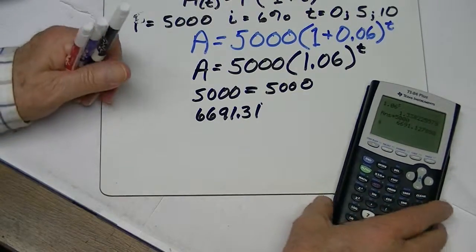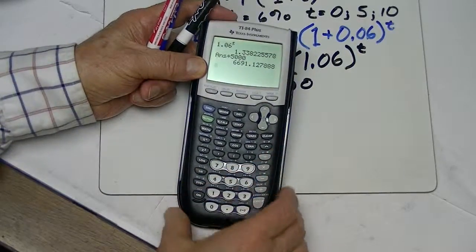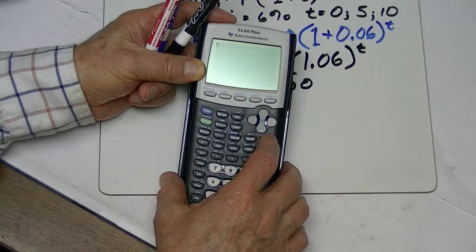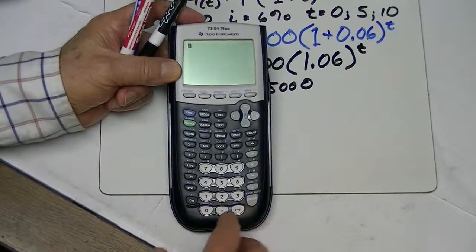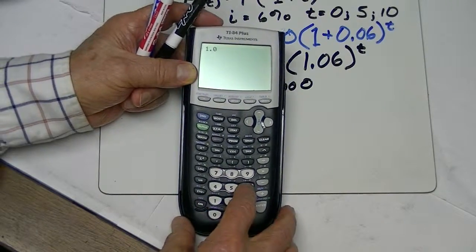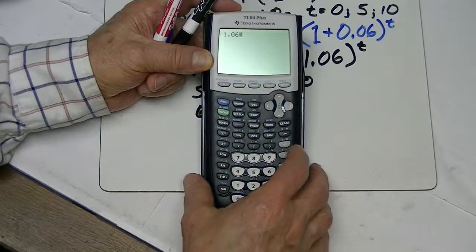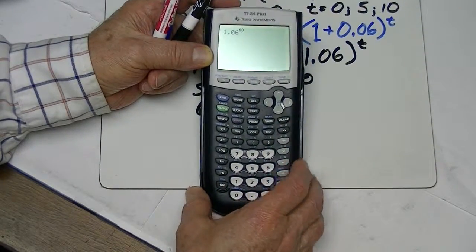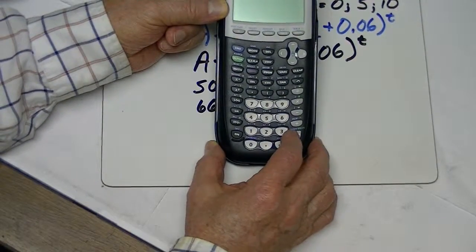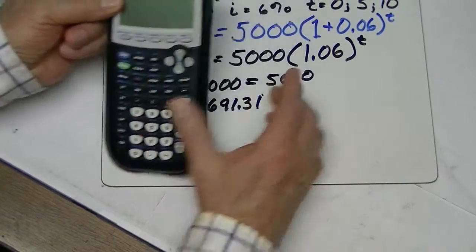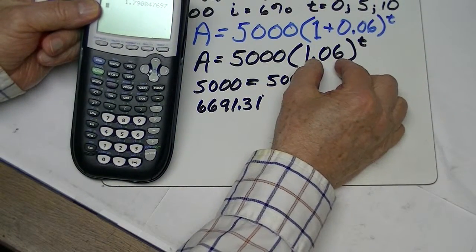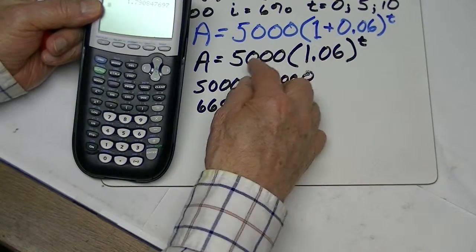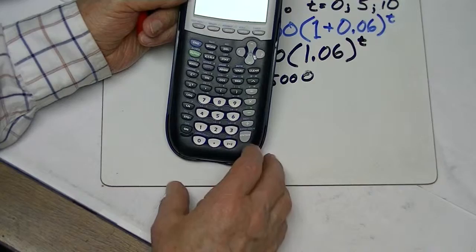Now for 10 years, we do a similar thing. We can clear it. There we go. Now we're going to put in 1.06 caret 10. And we hit enter. And we get this now for our value of interest over 10 years that we're now going to multiply by 5,000.